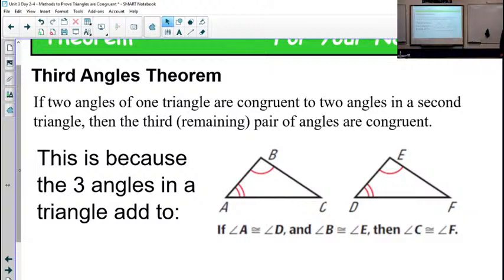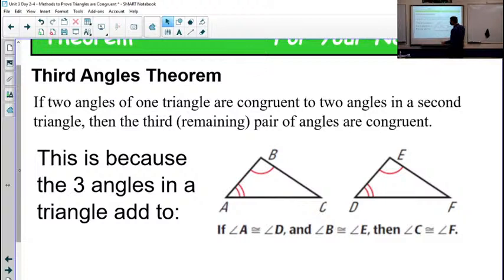Third angle theorem. This says if 2 angles of one triangle are congruent to 2 angles in a second triangle, then the last pair of angles has to be congruent. So remember, I had 3 pairs of angles. If I have the first 2 pairs of angles that I know are the same, that's going to lock in the third pair to also be the same. This doesn't work with sides, but it does work with angles.